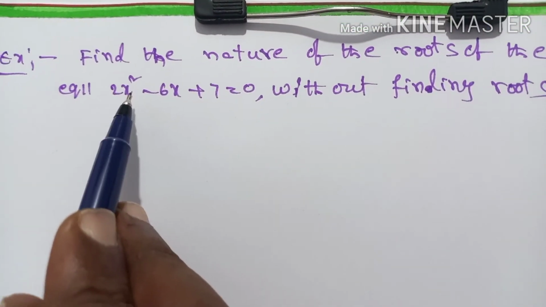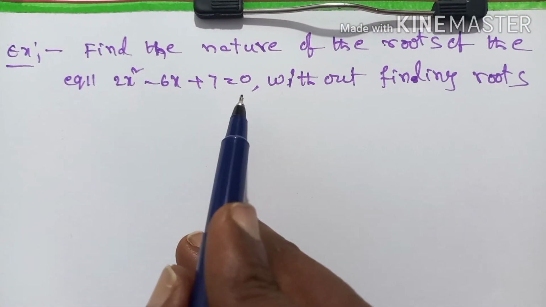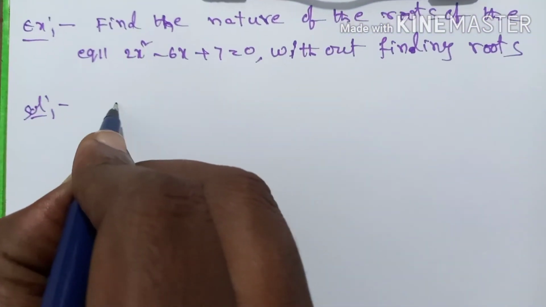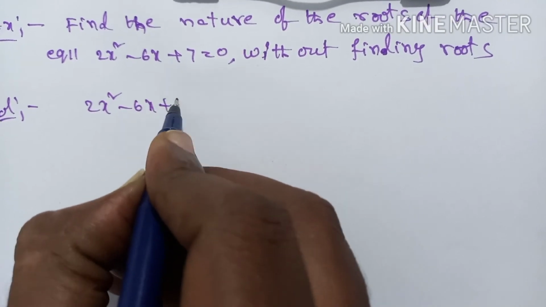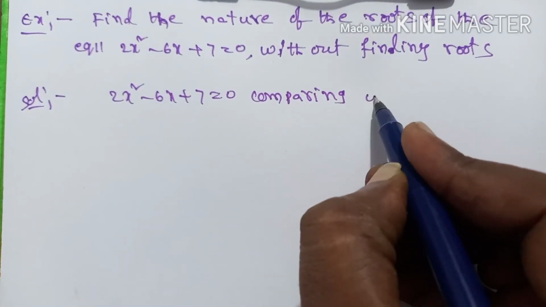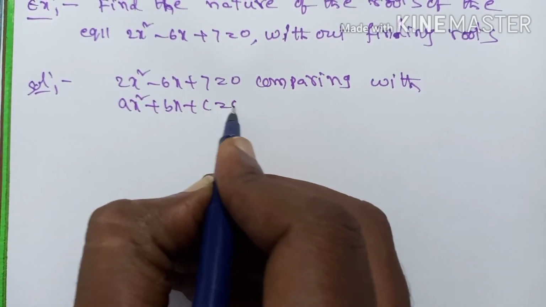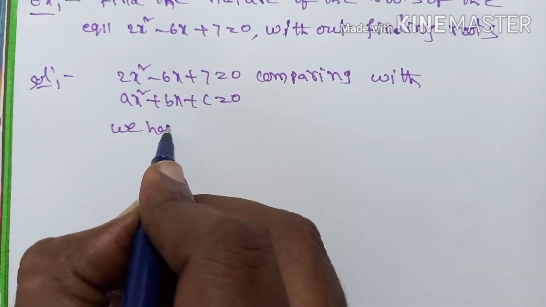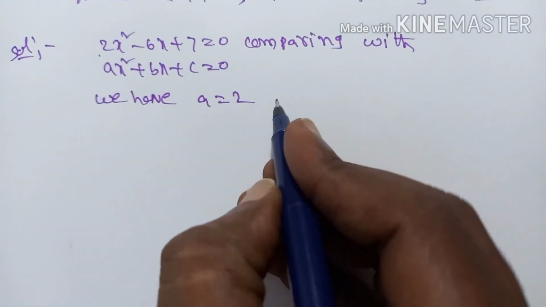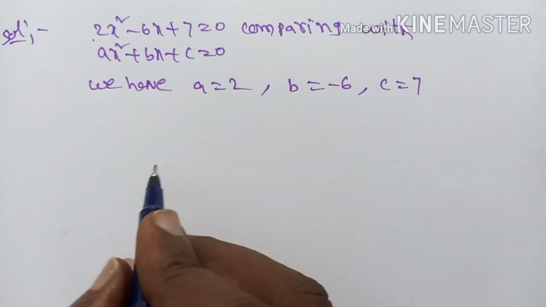Example: find the nature of the roots of the equation 2x square minus 6x plus 7 equal to 0 without finding roots. Solution. Given equation is 2x square minus 6x plus 7 equal to 0. Comparing with ax square plus bx plus c equal to 0, we have a equal to 2, the coefficient of x square. Similarly, b is equal to minus 6, and the constant term c is equal to 7.